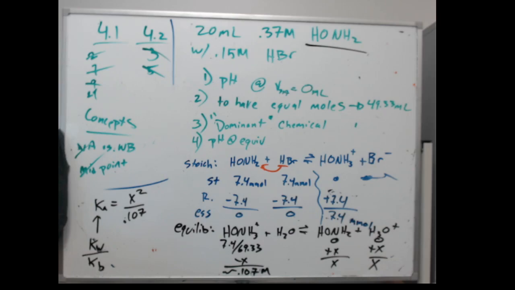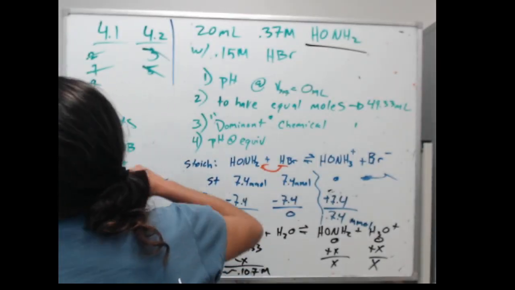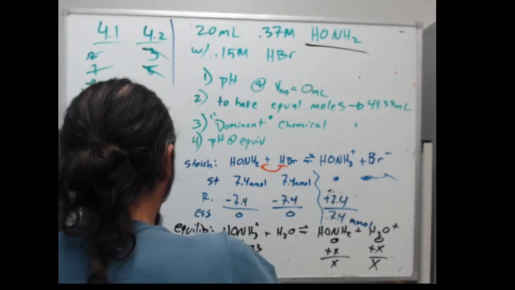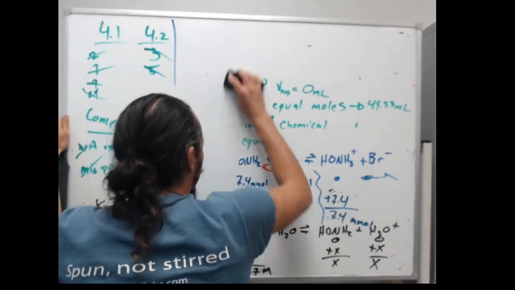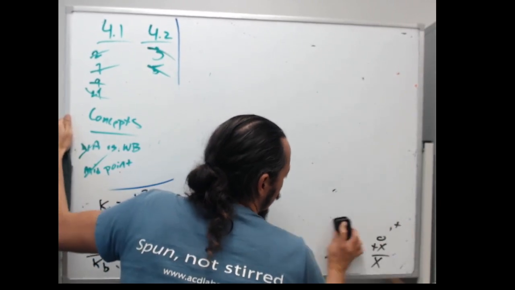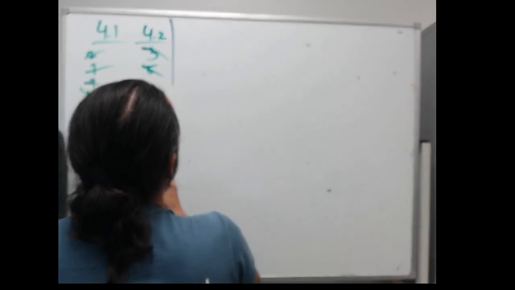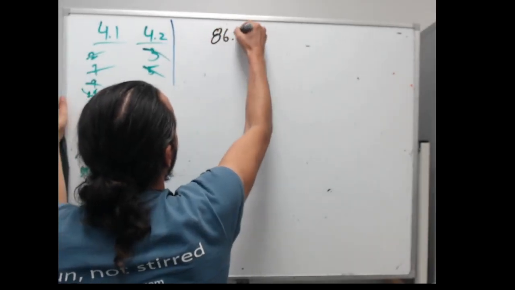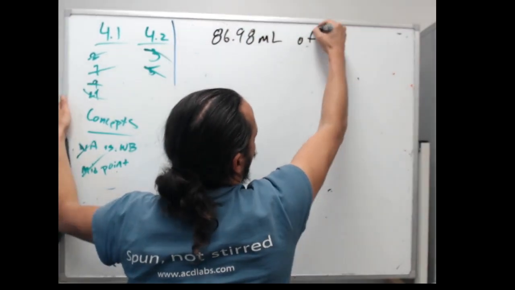Are there other pressing questions? There was number 24. Okay, we'll do number 24 before I stop recording. What is number 24? Strong base, weak acid, before equivalence. It's 86.98 milliliters of 0.998 molar generic monoprotic weak acid.